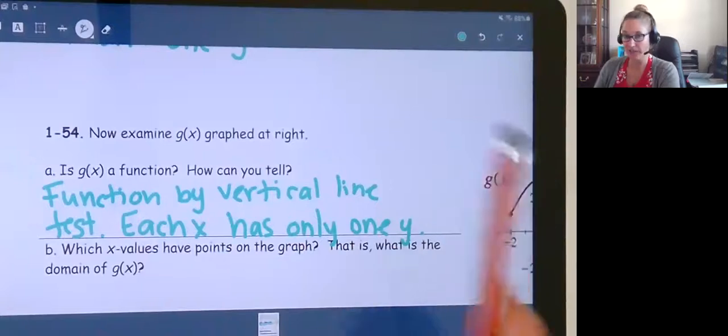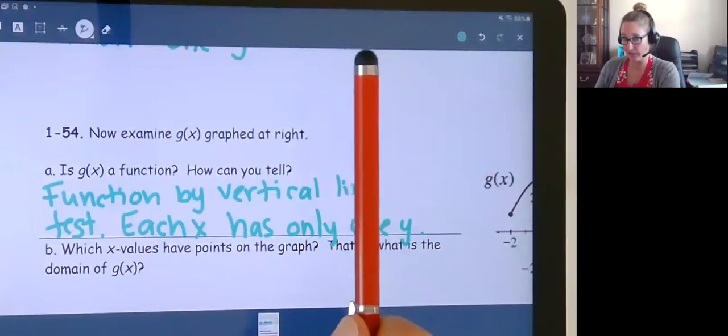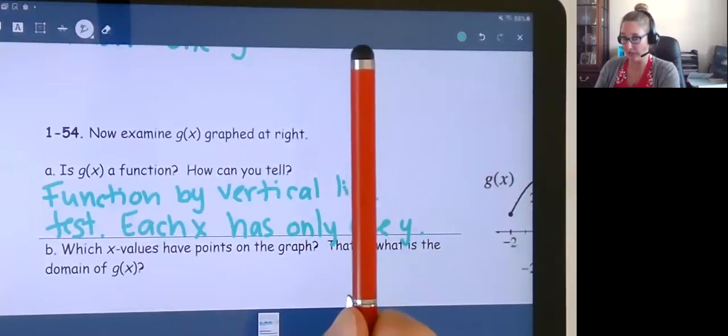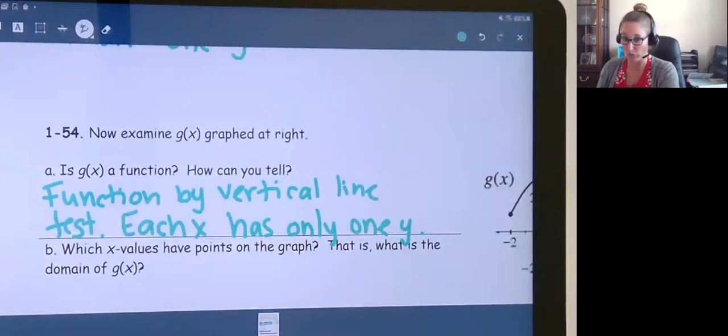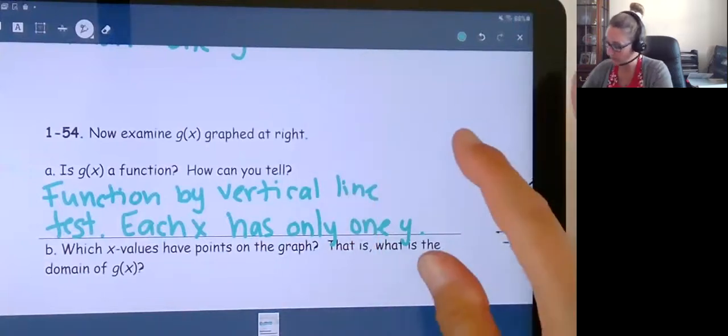And I'm going to say each x has only one y. Because every x would be a vertical line, and if that crossed more than one spot, that would mean that you had more than one y, like we did in the problem above.